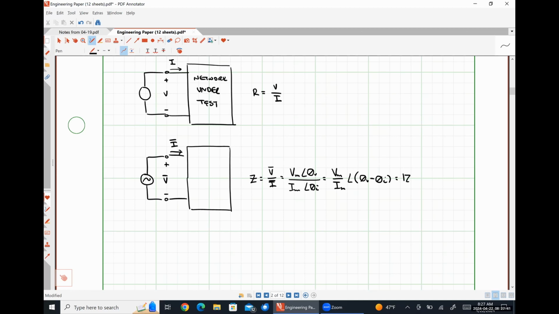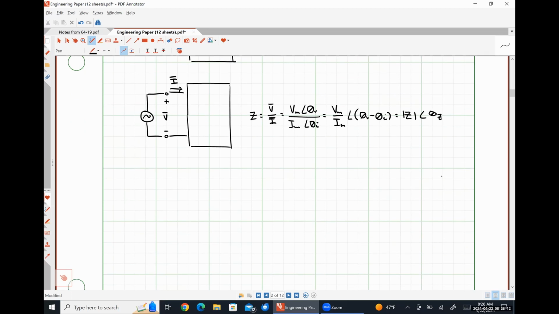Now we have a distinct magnitude, which is just Vm over Im, and a distinct phase angle, which is theta V minus theta I. So our polar form has a magnitude that's just the ratio of the voltage magnitude to the current magnitude, and a phase angle, which is just the difference between the voltage phase angle and the current phase angle. Okay? No special names or anything like that right here.